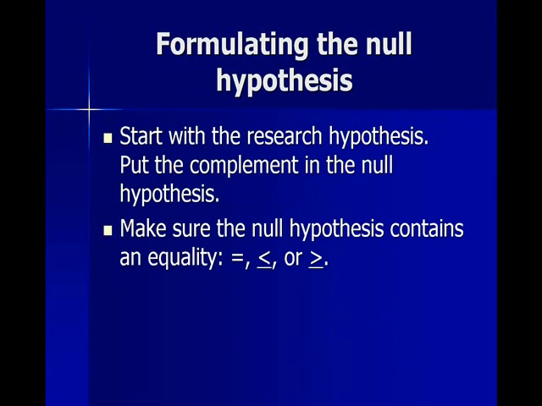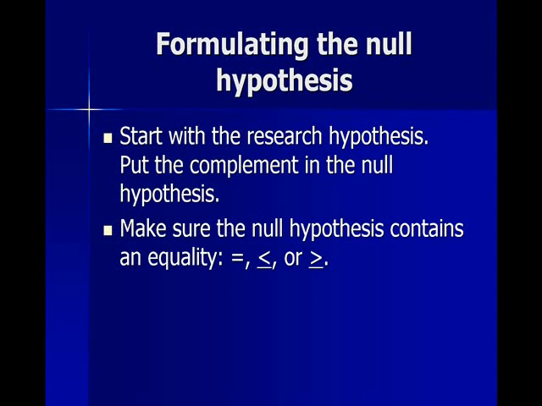Okay, next we're going to formulate the null hypothesis, which is the hypothesis that will be at the center of our sampling distribution when we compute things like p-values. Start with the research hypothesis, put the complement in the null hypothesis, and make sure that there's an equality in there. You can always state them as just mu equal. You don't have to have the less than or equal or the greater than or equal. In fact, the equal is what we're specifically going to use to compute test statistics and p-values.